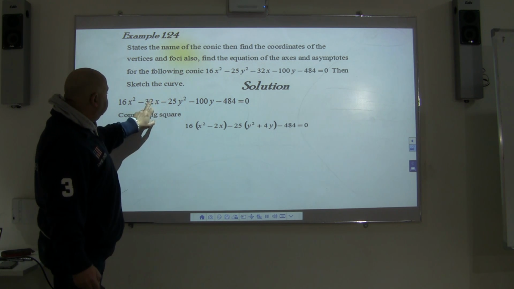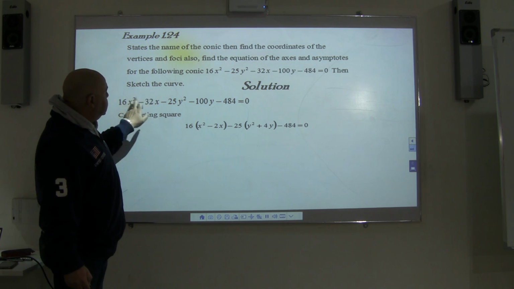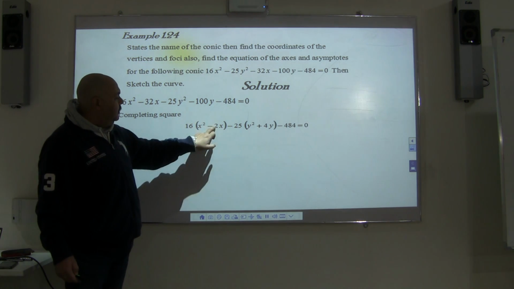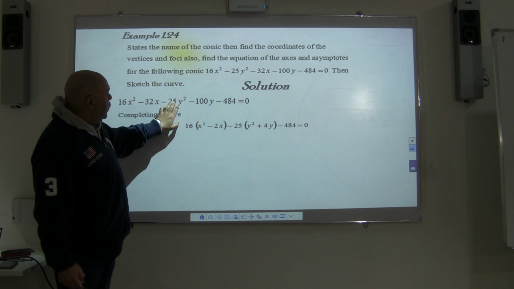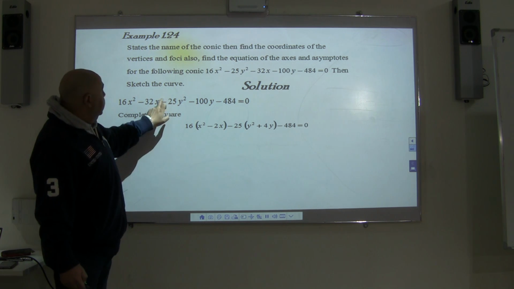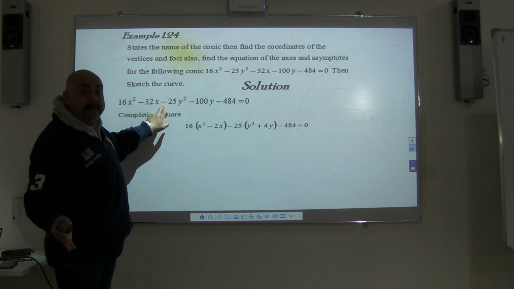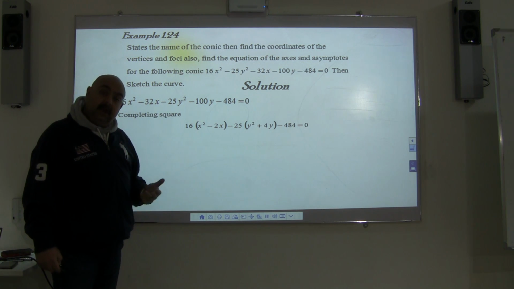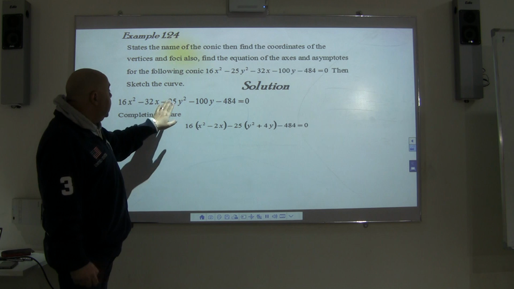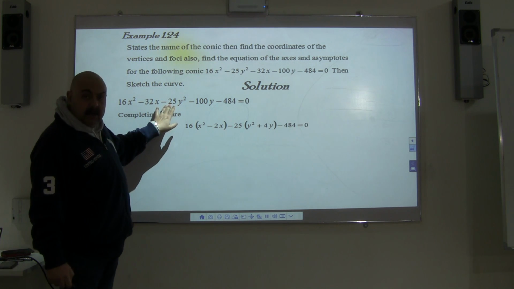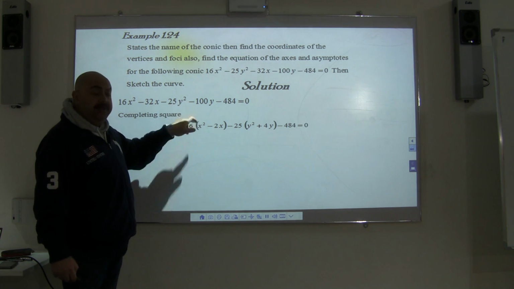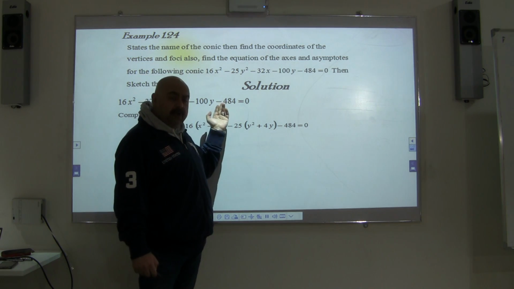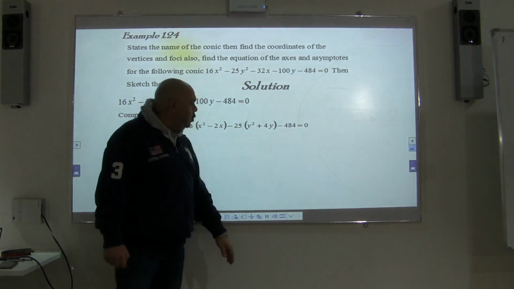So I will take a common factor from the x terms. I'll take 16, so it will leave me with x squared minus 2x. In a similar manner for y squared, but I have a negative sign. If this sign is positive, you will have an ellipse. But this sign is negative, so it will lead to a hyperbola. So I will take negative 25 as a common factor from the third and fourth terms, as you can see, and you will have negative 484, and that's the constant.